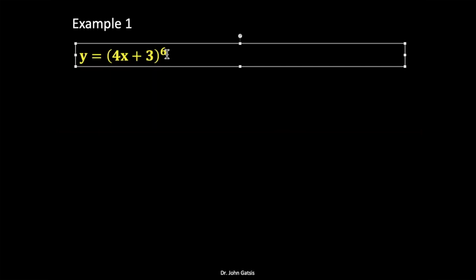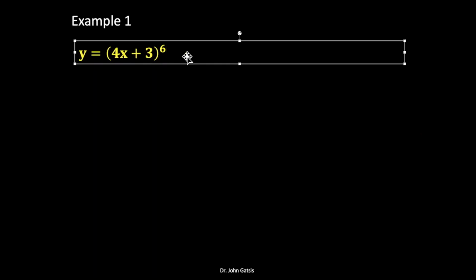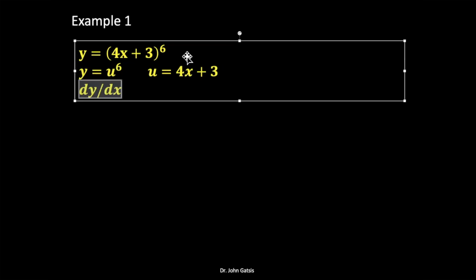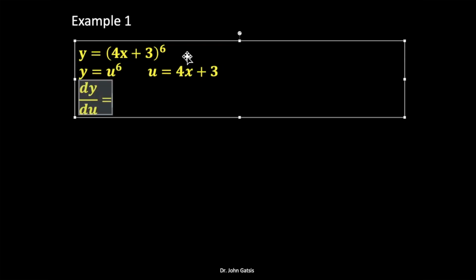Okay, let's take a look at that first example on the cover slide here. We have (4x + 3) all to the 6. What you can do is write y as u to the 6 with u equals 4x plus 3. Then the derivative of y with respect to u: what's the derivative of u to the 6? If u was the independent variable, that'd be 6u to the 5. And the derivative of u with respect to x would be a 4.